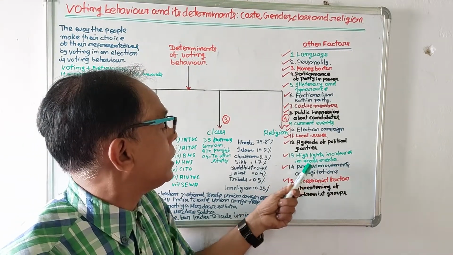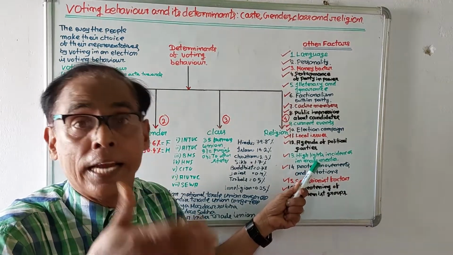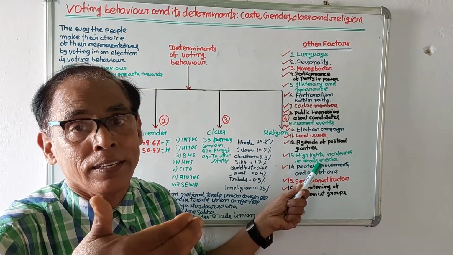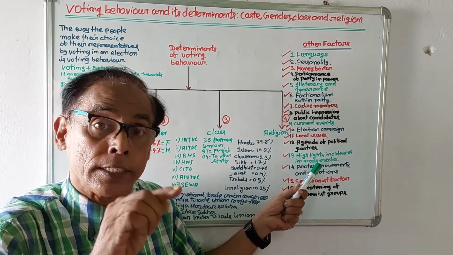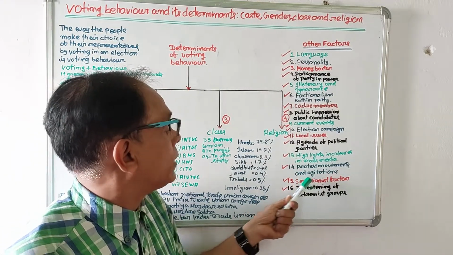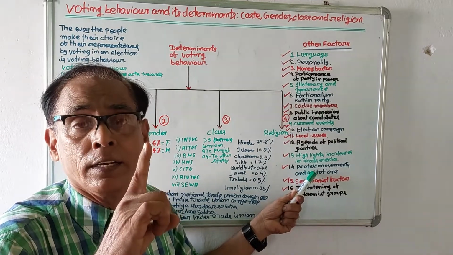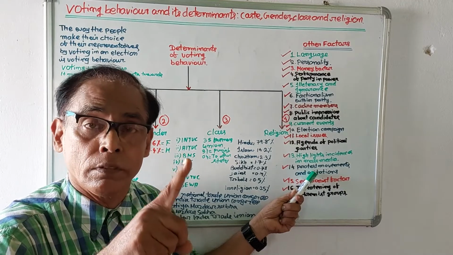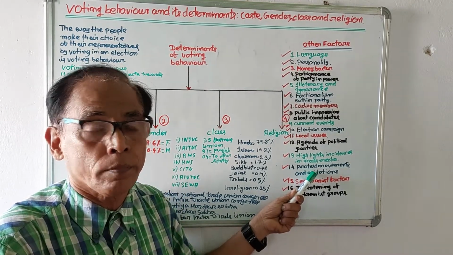Highlights incidences in mass media. During election, if mass media gives highlight to the programs of a political party, if mass media praises a particular political party, it also determines the voting behavior of people. Then, protest movements and agitation. If during the election time, there is a protest movement against the ruling party, then it will hamper the status of that political party in the eye of the people.